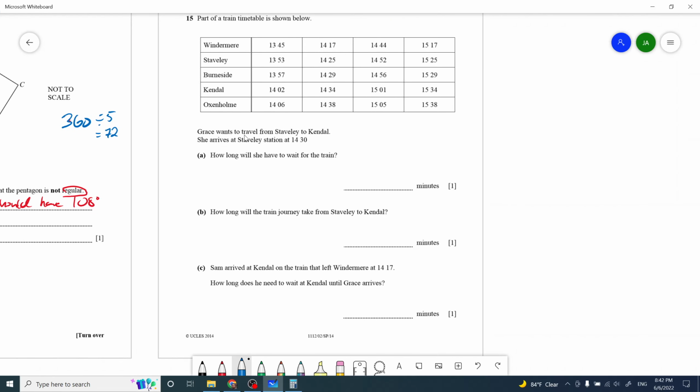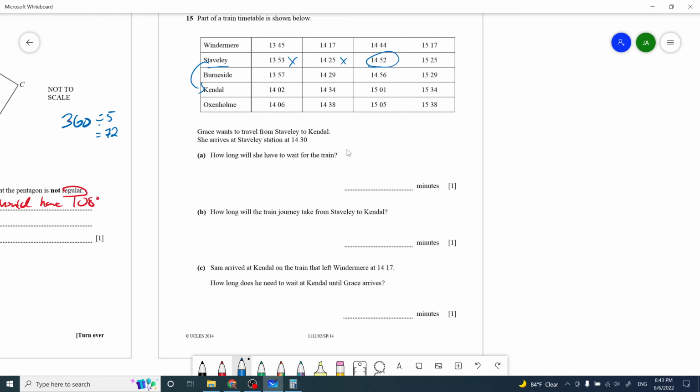So Grace wants to travel from Staveley to Kendal. She's going to start in Staveley and go to Kendal. She arrives at the Staveley station at 2:30, or 14:30. So she's too late for this train, the 14:25, so she's going to have to take this train.